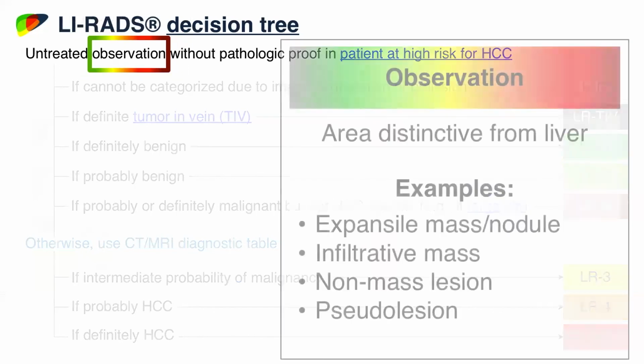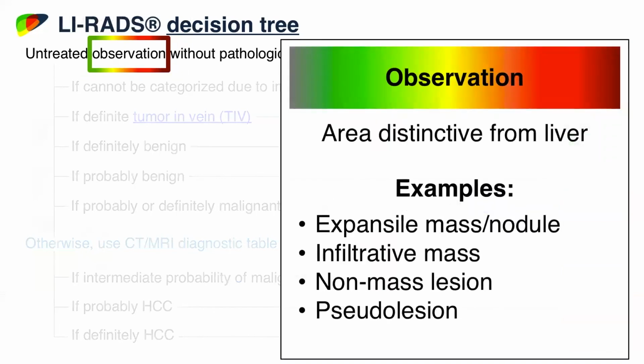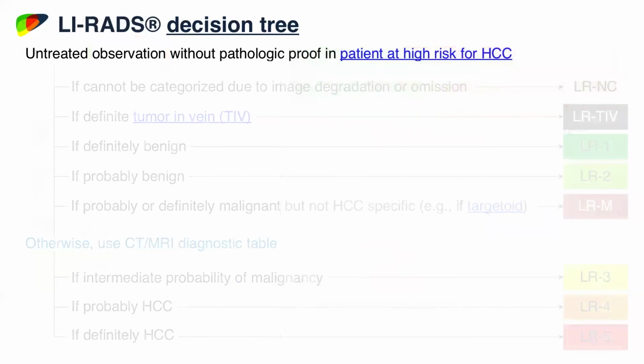What is an observation? Well, we already talked about it. It's an area distinctive from liver. It could be a mass, it could be a nodule, it could be an infiltrative mass. It may be a lesion that's not a mass at all, like scarring, or it could be a pseudo-lesion, like an arterial portal shunt. We ask ourselves, does the patient have high risk for HCC?